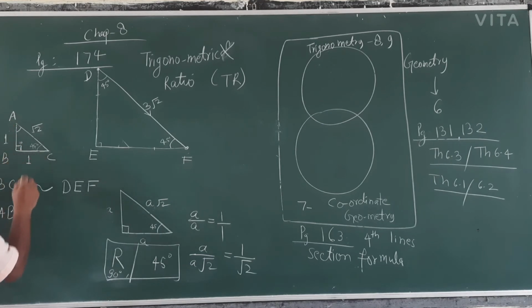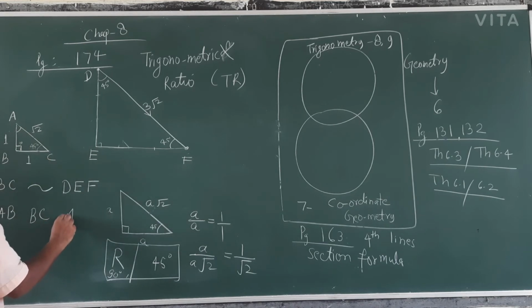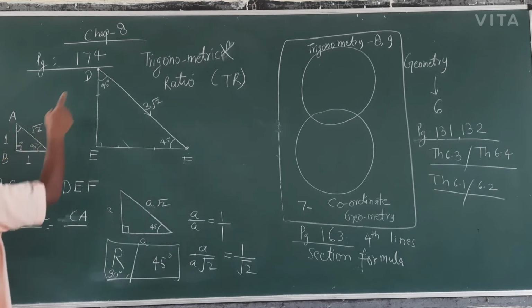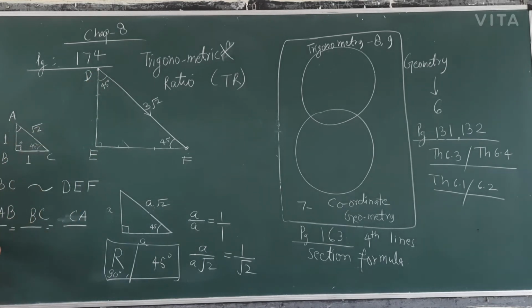After that, AB, then BC, then CA. AB, BC, CA ratio equals to AB corresponding, this is DE. DE equals to BC by EF, equals to CA by FD.